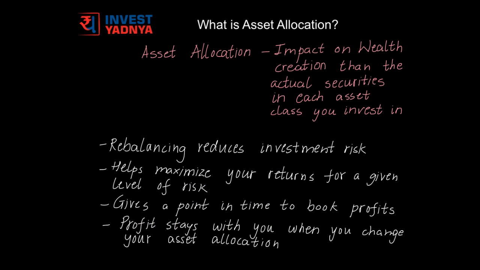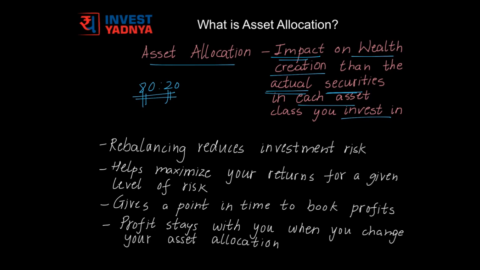It is said that asset allocation has a greater impact on wealth creation than the actual selection of securities under each asset class you invest in. So the allocation that you keep, like in a previous example, we have kept 80% to equity and 20% to debt. This matters more than what you actually buy with 80% allocation into equities and 20% into debt.